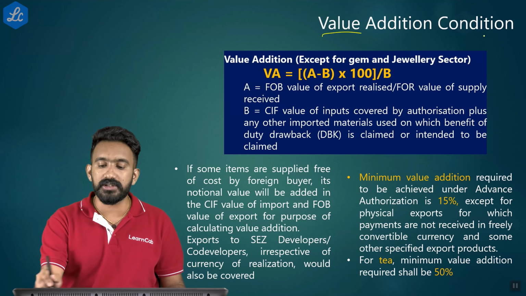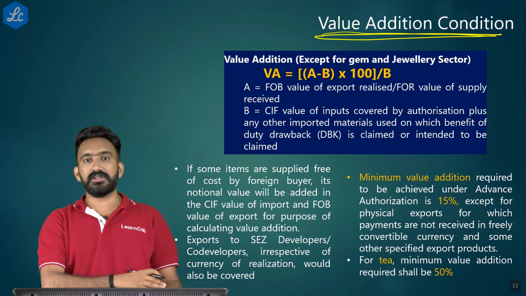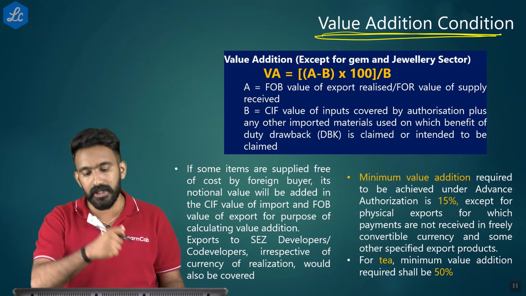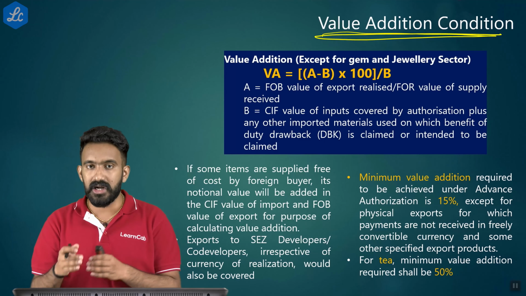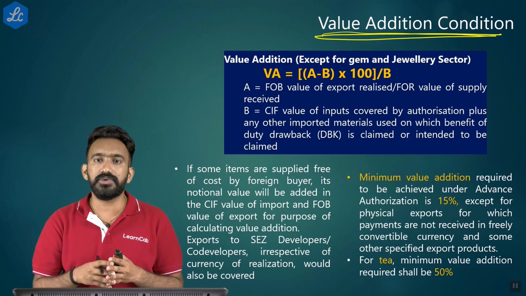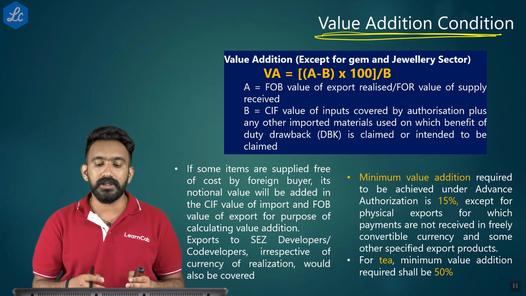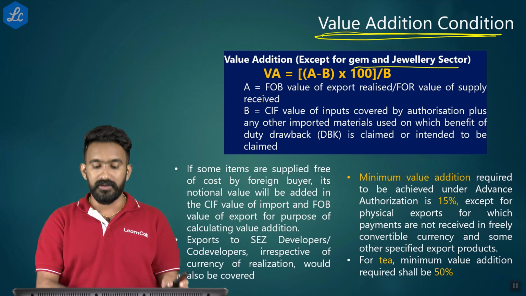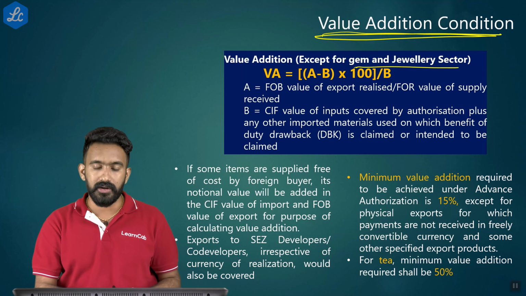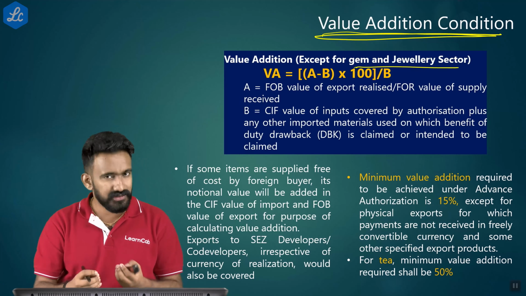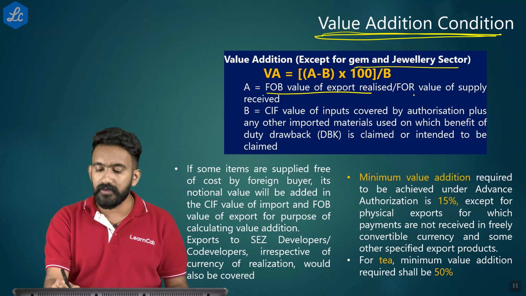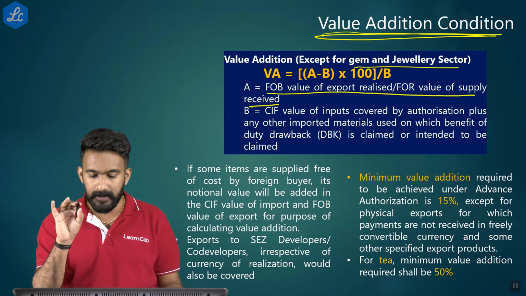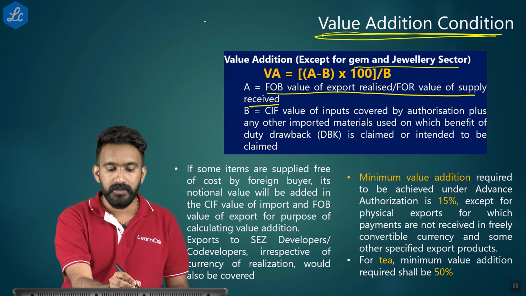Now, a very important condition: you cannot actually import and export the same product. There is some minimum value addition that is required. What is the minimum value addition that the government says for you to have duty free imports? Value addition, except for the gem and jewelry sector, is calculated by the following formula: (A minus B) into 100 divided by B. Don't think about the formula, the logic is very simple. A is the FOB value of export realized or FOR value of the supply received. So how much is the export? Say export as X.